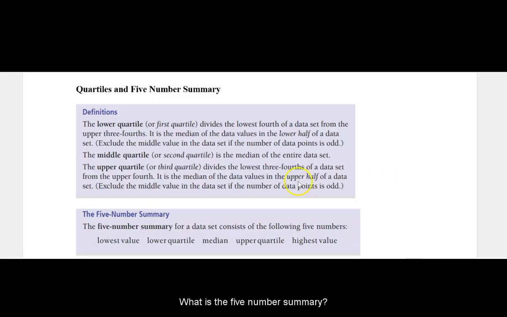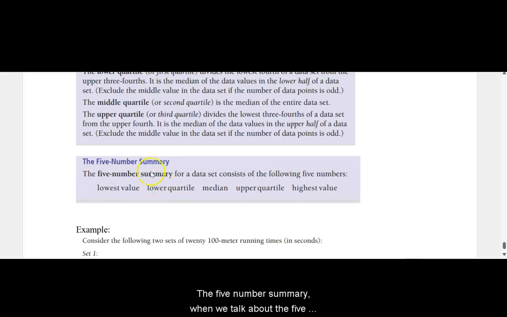What is the 5-number summary? When we talk about the 5-number summary of a data set, it's the lowest value, that's easy, right? And the highest value. Those are the two easiest numbers for you. Then you have the median of the whole data set. Then you have the lower quartile and then the upper quartile.